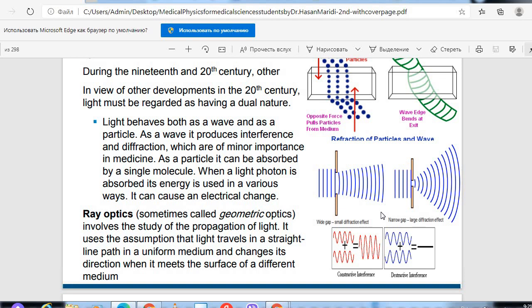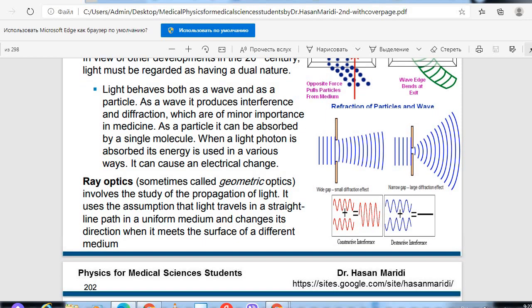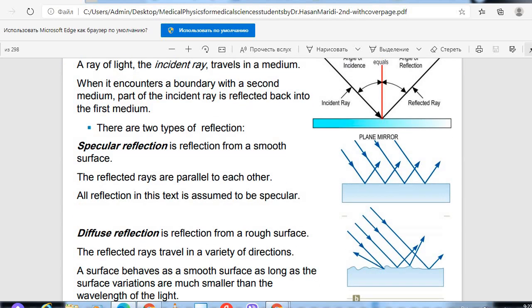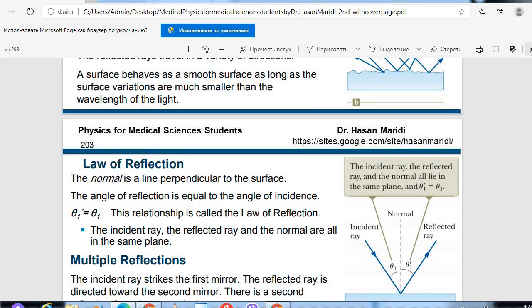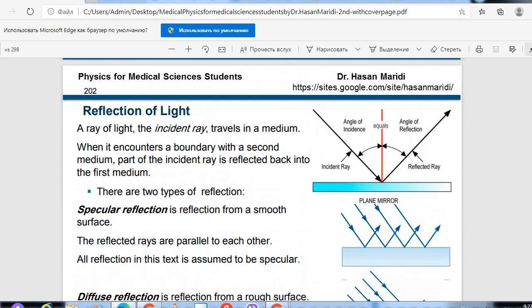So we have two assumptions in this model. Light travels in a straight line path in a uniform medium, and it changes its direction only when it meets the surface of a different medium. Yes, the reflection, and how it works. The reflection of light.